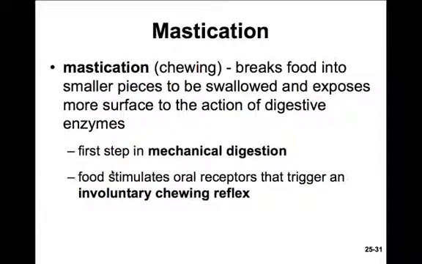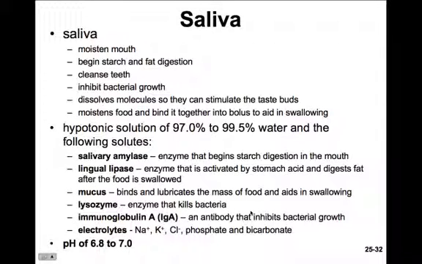So now we move on to talk about saliva. Saliva keeps the mouth moist, and it has contents that will begin to digest starch and fat. Keeping the mouth moist aids in keeping the surfaces of the teeth clean and inhibits bacterial growth. It also dissolves molecules so that they can stimulate the taste buds. And saliva is involved in moistening food and binding it together into a bolus and aids in the swallowing of that bolus. Generally, saliva is a hypotonic solution, results from capillary filtration predominantly.